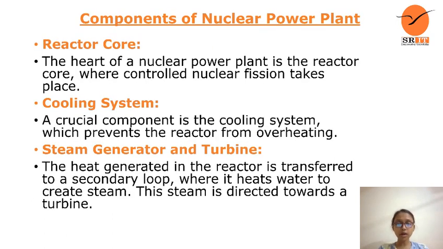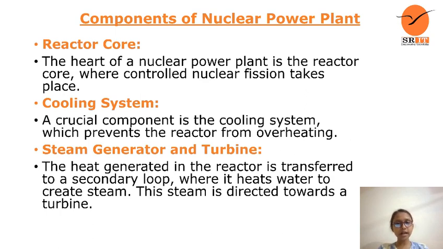Components of a nuclear power plant. So in general, we have three very important components of a nuclear power plant: the reactor core, the cooling system, and the steam generator, or what we know as turbine. So coming over to the reactor core, the heart of a nuclear power plant is the reactor core, where controlled nuclear fission takes place. The cooling system.